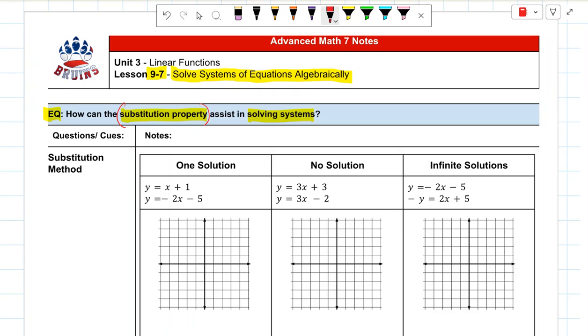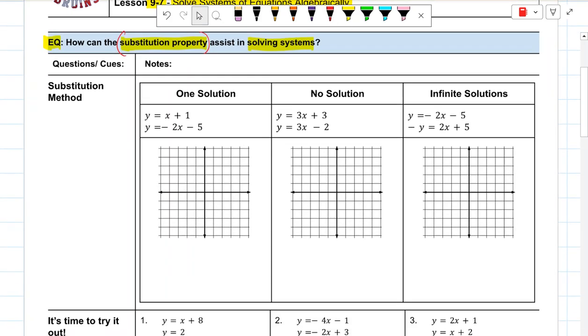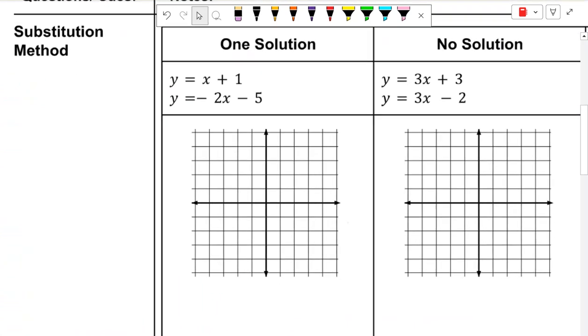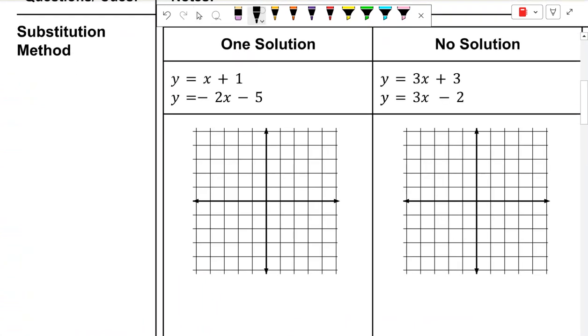So let's get into a little bit of review before we really get into it. This first one right here is one solution. Now this is a system of equations, and so we're going to graph both. Now I'm not going to be highlighting like this or highlighting the slope like that. I'm just going to leave them blank, and I'm going to go ahead and start.